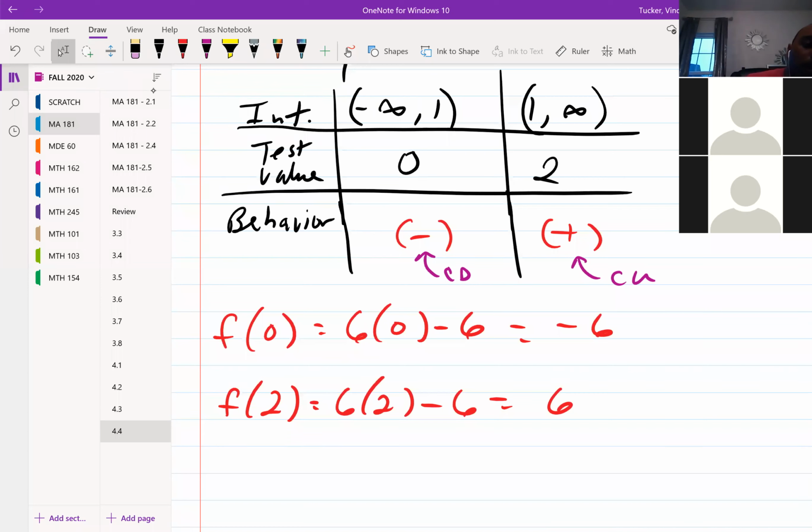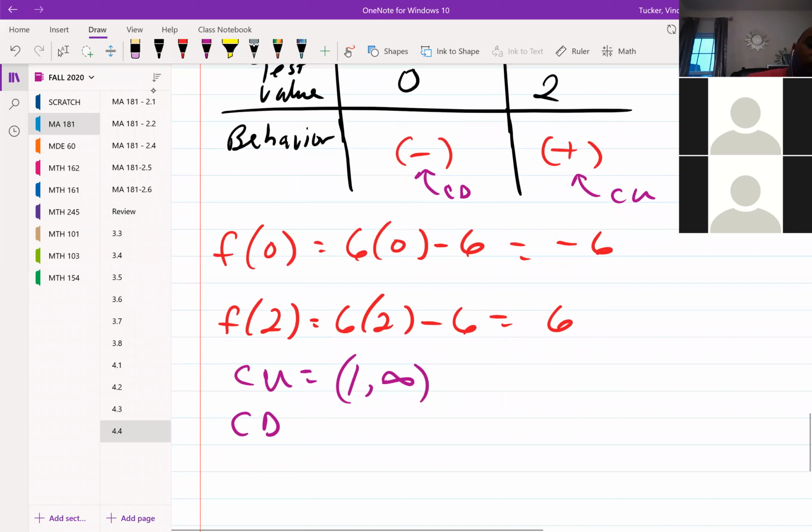So if you just had to write it up, concave up is from 1 to positive infinity, and concave down is from negative infinity to positive 1.